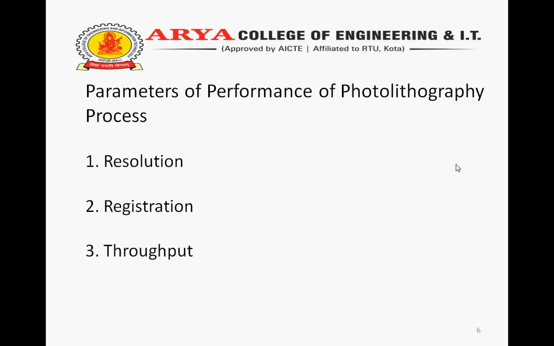Third is throughput. Throughput for the IC fabrication is the amount of time that is required in fabrication of buffers. Electron beam system has excellent resolution and good registration, but throughput for a typical IC pattern that contains 10 to the power 6 transistors can be less than 1 buffer per hour, making it unacceptable in many applications.